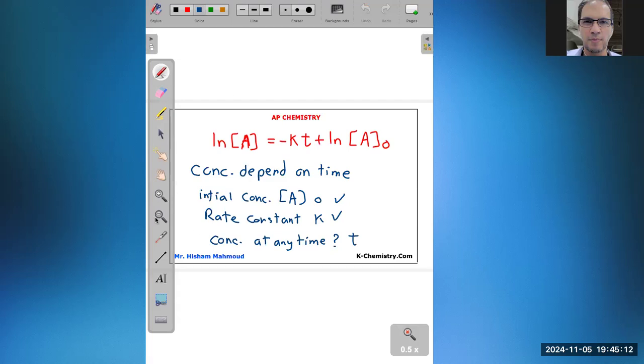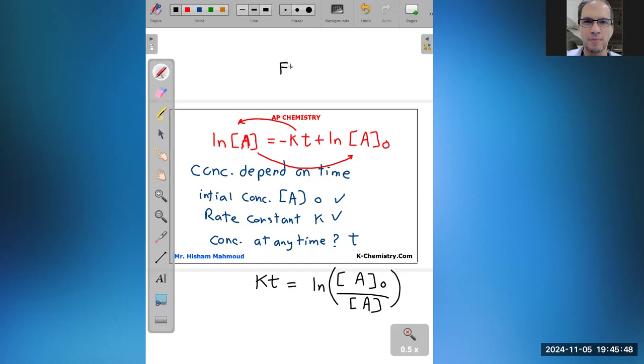So I can write the equation in a different way. If you put this on the other side and that one on this side, you can say that kt, the negative moved to the other side so it becomes positive, the constant multiplied by time, is equal to the ln of A initial, the concentration of A initially, divided by the concentration of A at a certain time. This equation is only for the first order. Take care, this is only for the first order reaction.